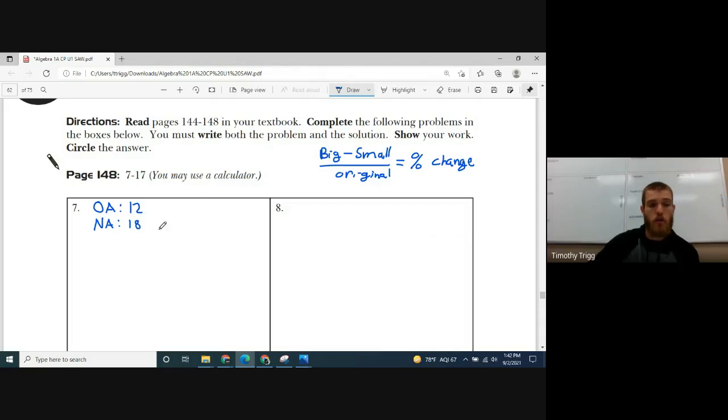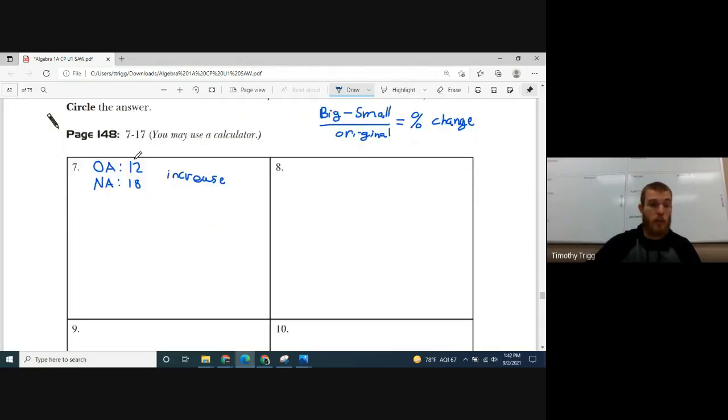Okay. So if we originally had 12 and then we went to 18, would that be an increase or a decrease? So if we originally had 12 and now we have 18, that would be an increase, right? So we're going to put increase here. Okay. Now we're going to use this formula to find our percent change.